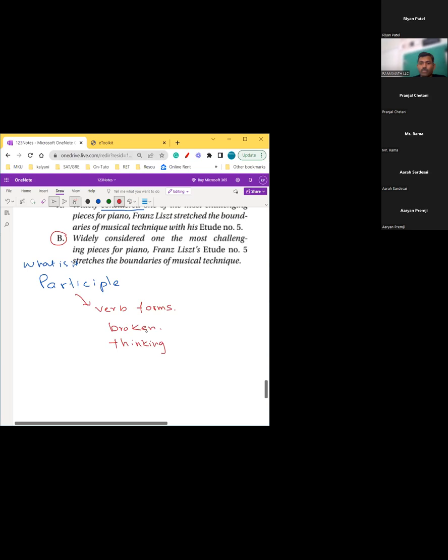When a sentence begins with a participle phrase, its subject should be the subject of the main clause that follows. Otherwise, it's called a dangling participle. That's what we're going to talk about today.